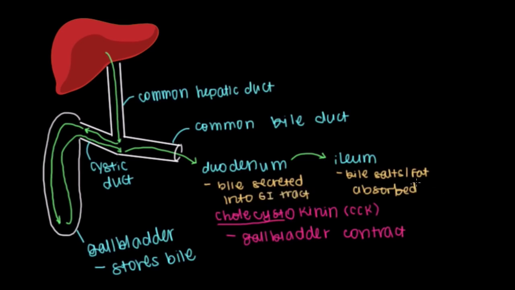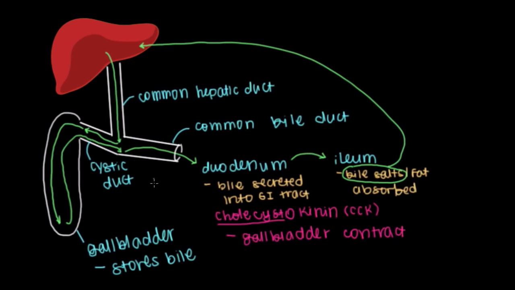Now, we talked about what happens to fats once they're absorbed in the ileum when we talked about the small intestine. But what happens to our bile salts? Well, the bile salts, after they've been absorbed in the ileum, are going to circulate right back to the liver to undergo this process all over again.